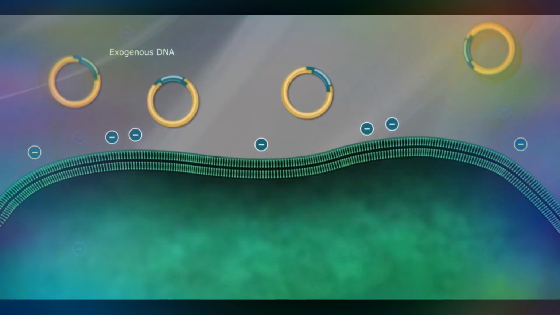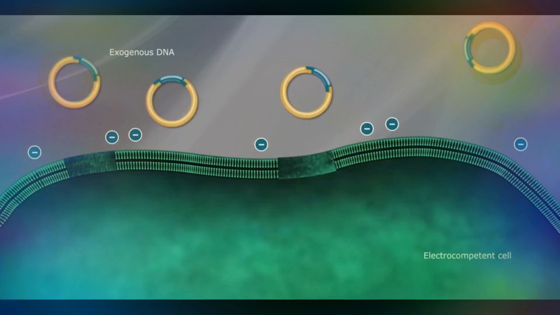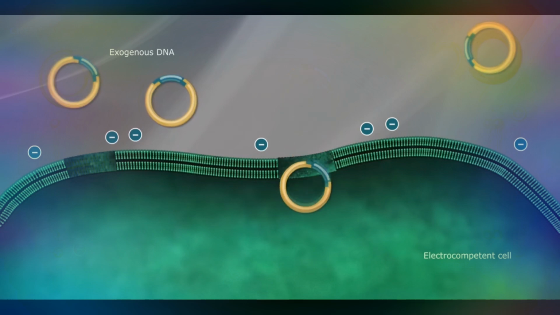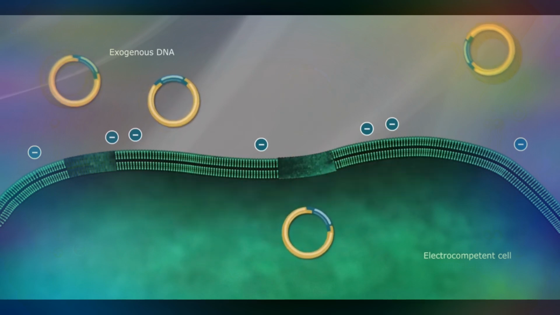Electroporation involves the application of an electric field to the cells, thereby introducing holes in the cell walls. The cell wall now allows exogenous DNA, or DNA from outside the organism concerned, to pass into the cytosol of the bacteria.